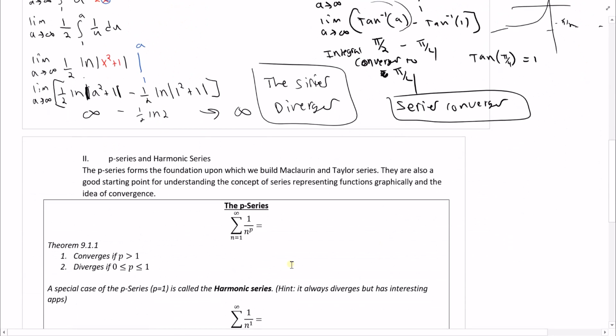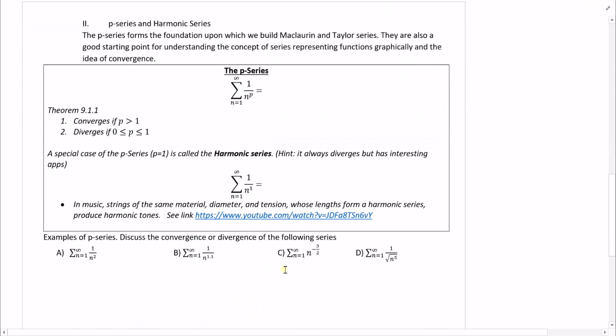All right, let's move on to p-series and harmonic series. Later, we're going to be talking about these things called Maclaurin and Taylor series. You don't have to worry about those yet, but what we do right now is the foundation for that.